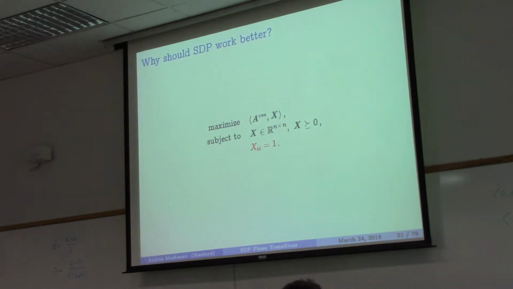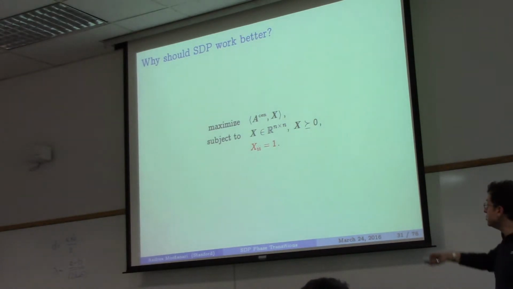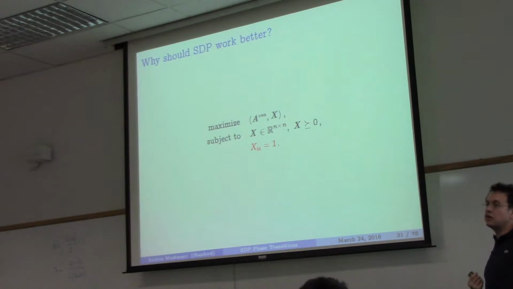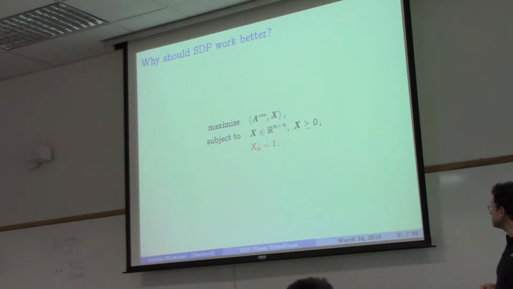So why should SDP work, or work better? Well, SDP has this additional constraint, that the elements of the diagonal have to be equal to 1, so this morally is forbidding eigenvectors, or solutions, that are very localized on a few vertices.